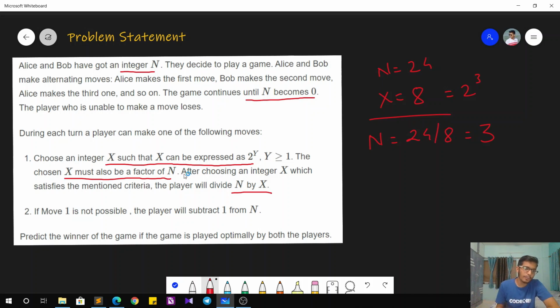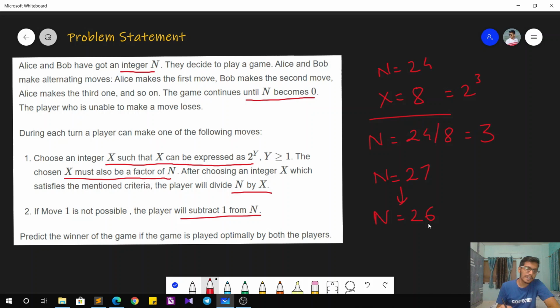Another one is if move 1 is not possible. Remember, only if move 1 is not possible is the player allowed to subtract 1 from n. This clearly implies that if the number is odd, then you have no other option but to subtract 1 from the number. So let's say the number n was something like 27, then you have no other option but to make the move and change the number n to 26. So these are the possible moves that we can do on the number.